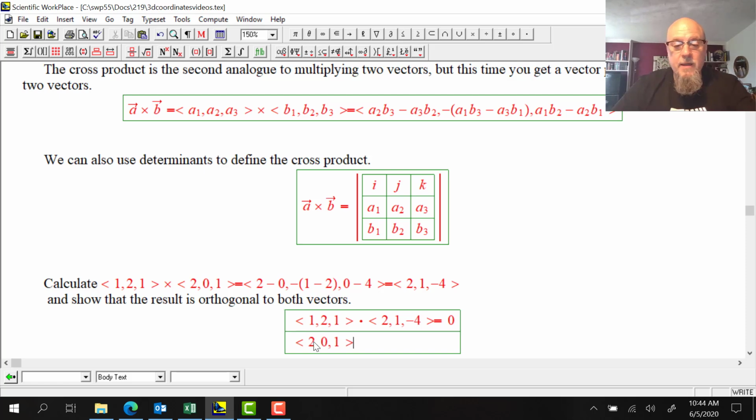And probably by the time I type this in, you've already checked and you'll see that it is perpendicular. Because I get 2 times 2, 4, plus 0, minus 4, 0. So my answer is perpendicular to each one of those vectors. So that shows that my result is orthogonal. And it checks all my algebra and it checks all my plugging into the formula correctly.